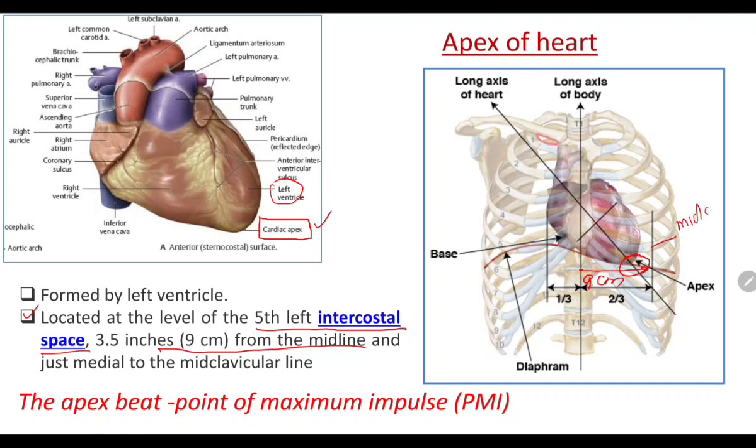Here we have the clavicle. This line is the mid clavicular line, just medial to the clavicle. So remember this point. Apex of the heart lies at the left fifth intercostal space, 9 centimeter from the midline, just medial to the mid clavicular line.